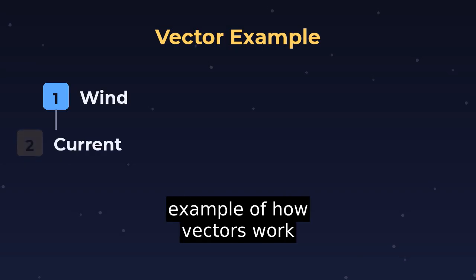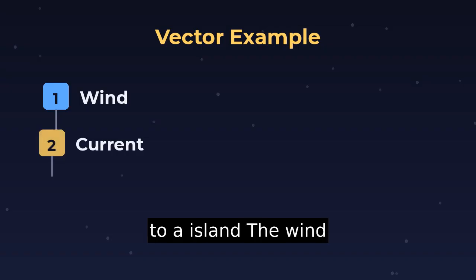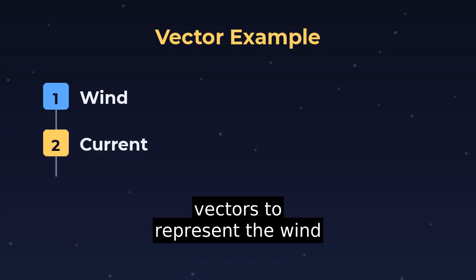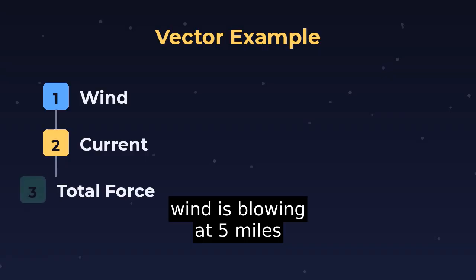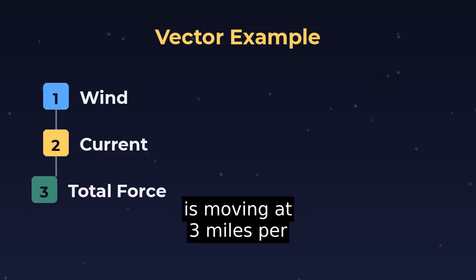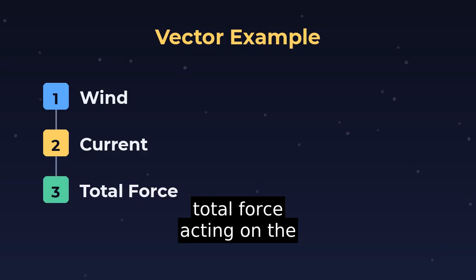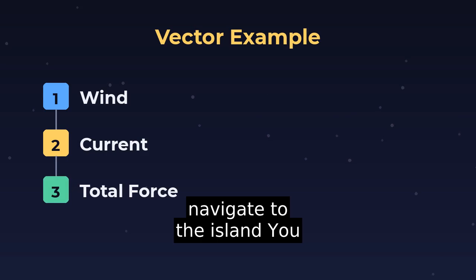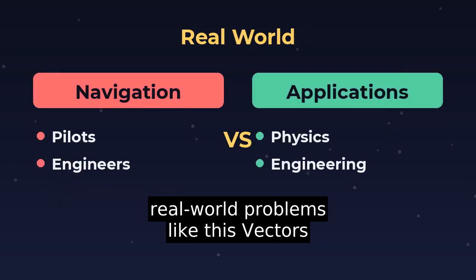Let's see an example of how vectors work. Imagine you're on a boat and you want to get to an island. The wind is blowing and the current is moving. You can use vectors to represent the wind and the current. If the wind is blowing at 5 miles per hour, and the current is moving at 3 miles per hour, you can add the vectors together to get the total force acting on the boat. This will help you navigate to the island. You can use vectors to solve real-world problems like this.